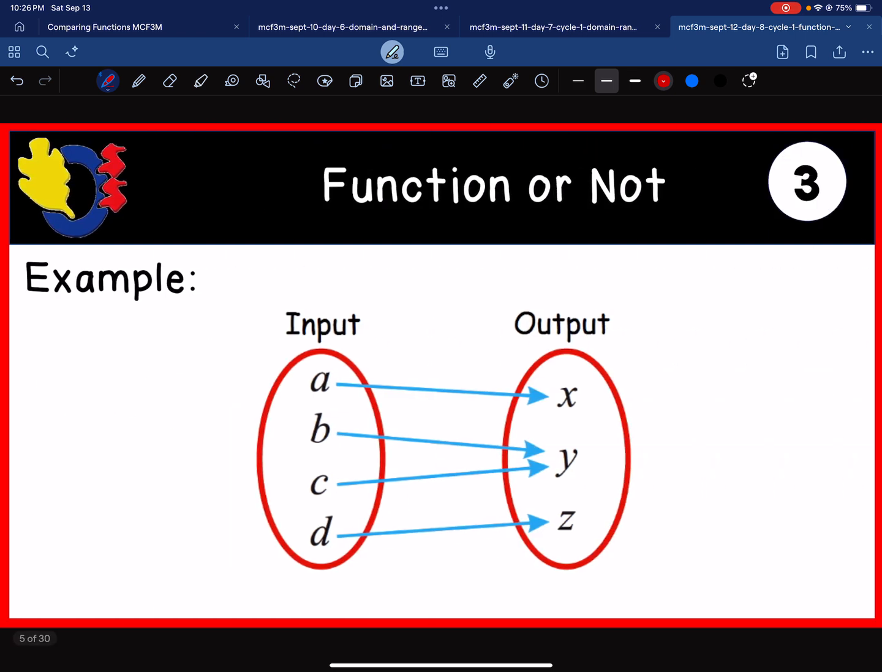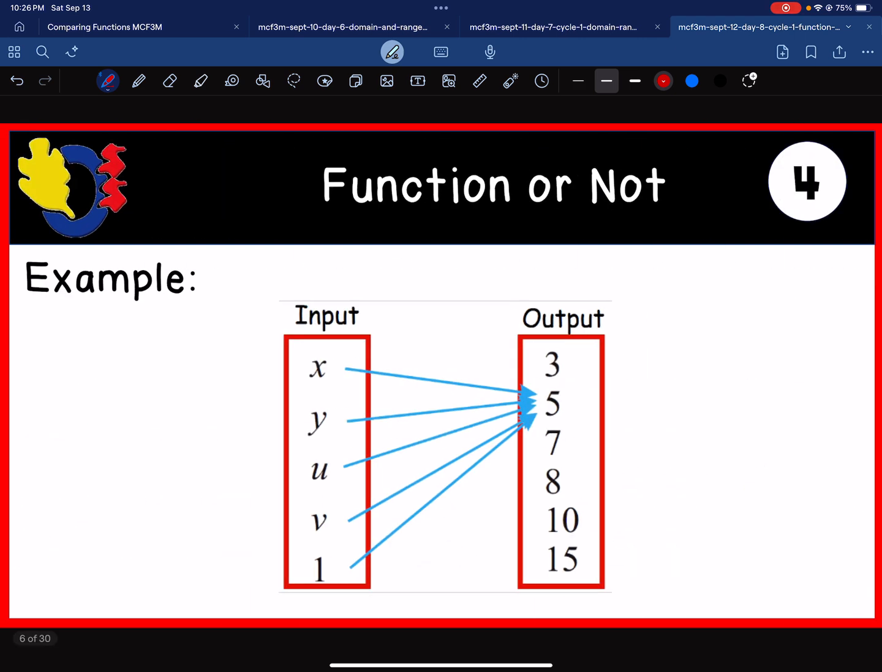Okay, the next one, so each input is mapped to an output, so A to X, B to Y, C to Y, D to Z. So yes, this is a function. Next, X is mapped to 5, Y is mapped to 5, U is mapped to 5, V is mapped to 5, and L is mapped to 5 or 1 or whatever that input is. So yes, each input has one output. So this is a function.